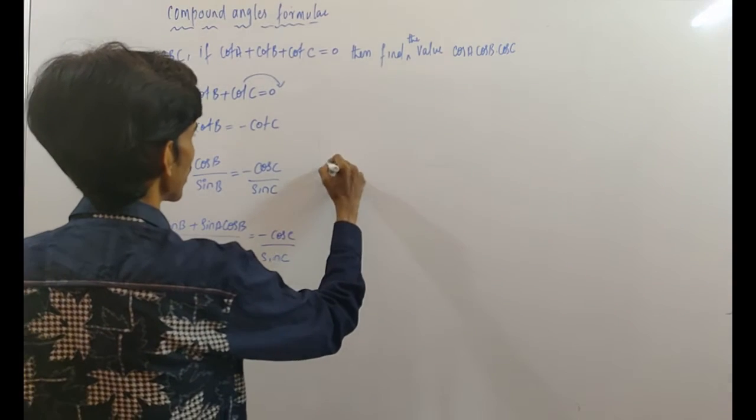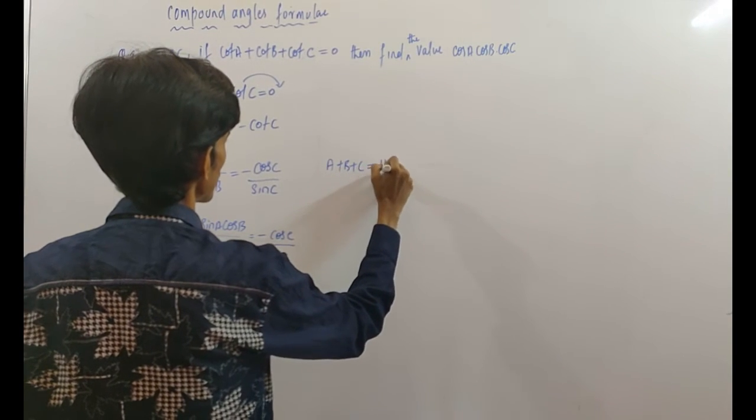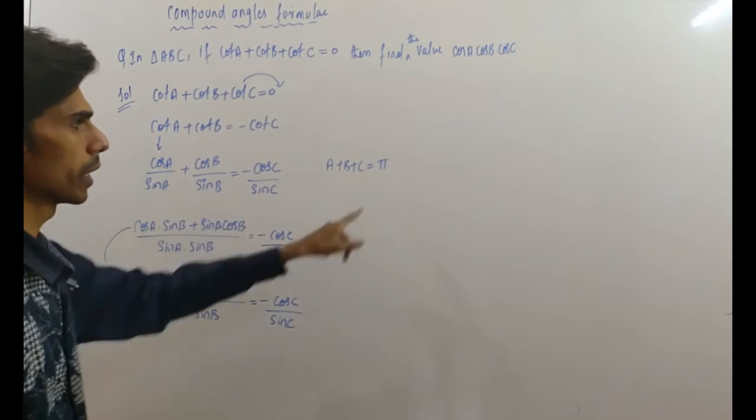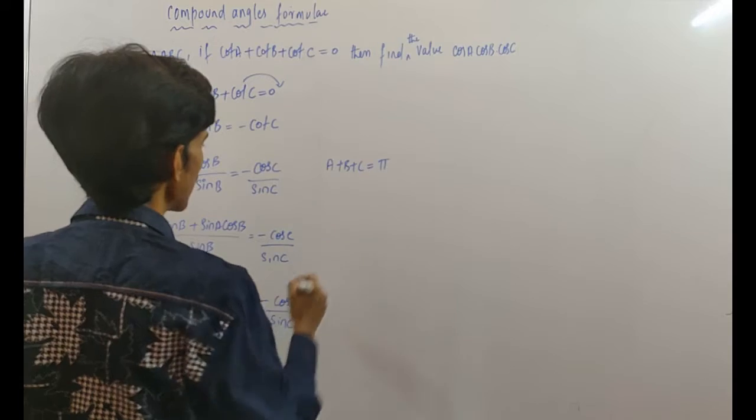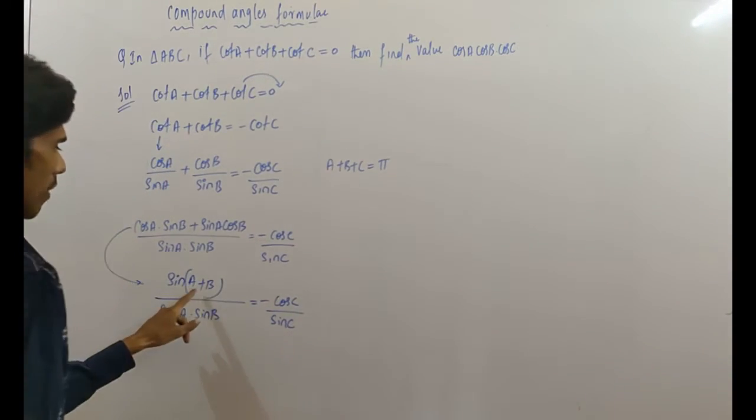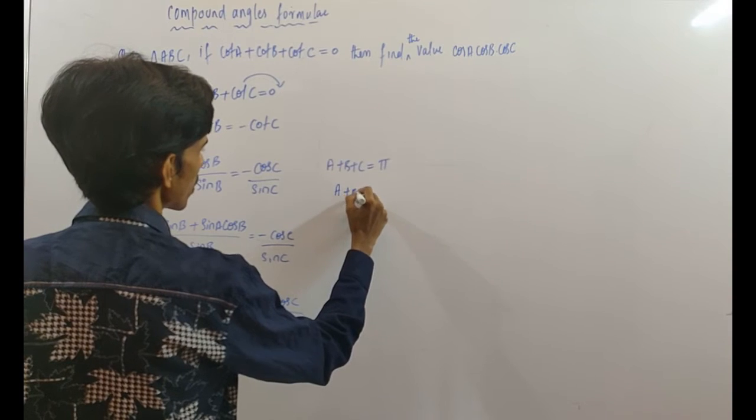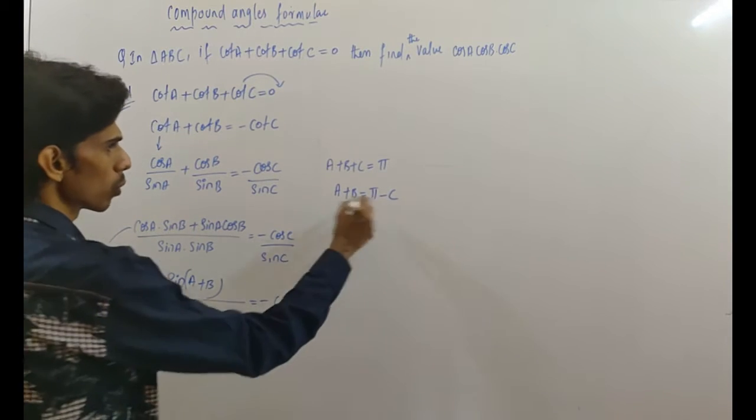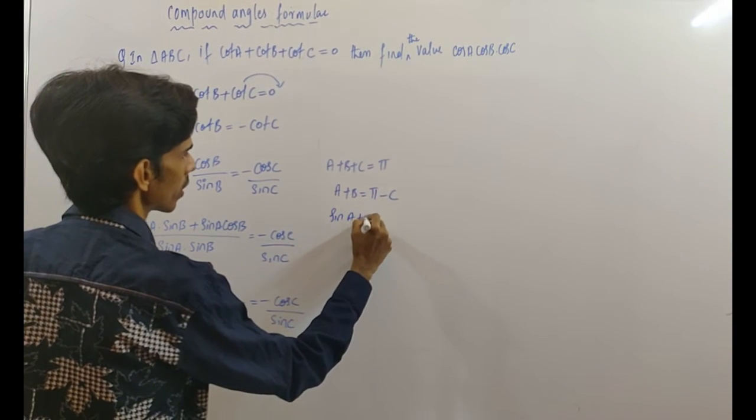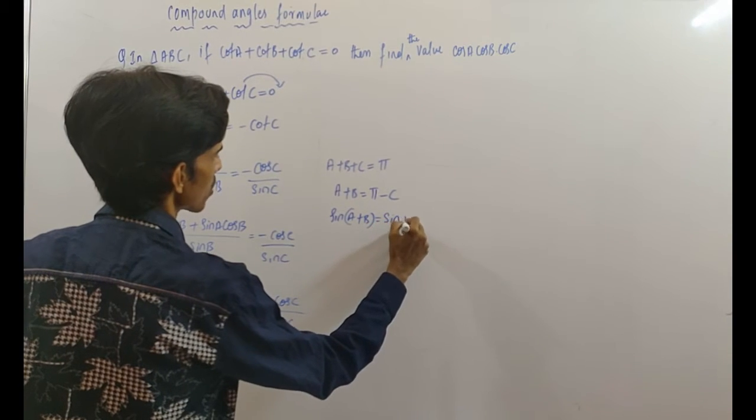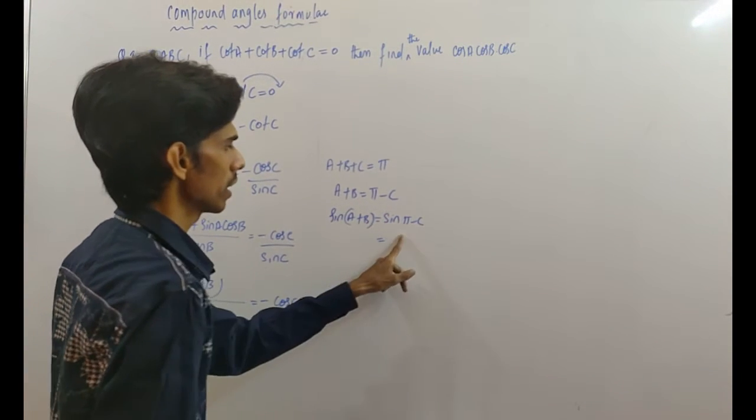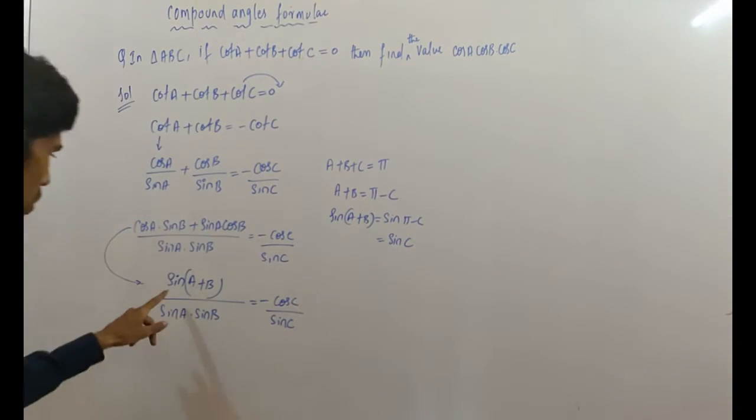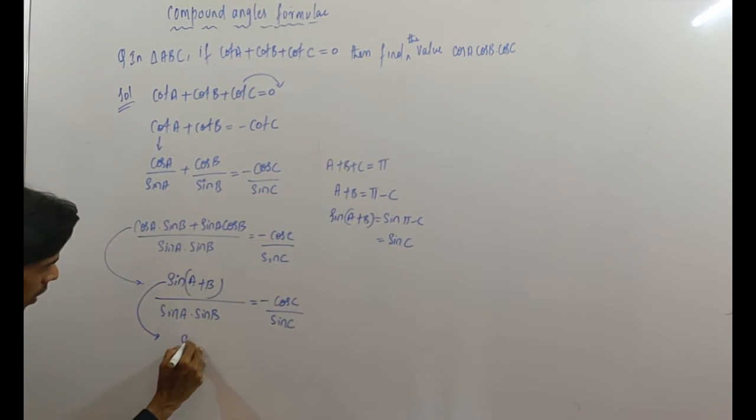Now we have A plus B plus C is equal to pi, since in a triangle the sum of the angles is equal to 180 degrees. From this get the value of A plus B. So A plus B value is pi minus C. Apply sine on both sides, it will become sine A plus B is sine pi minus C. 180 minus theta is sine theta, so it will become sine C. So the value of sine A plus B is sine C.